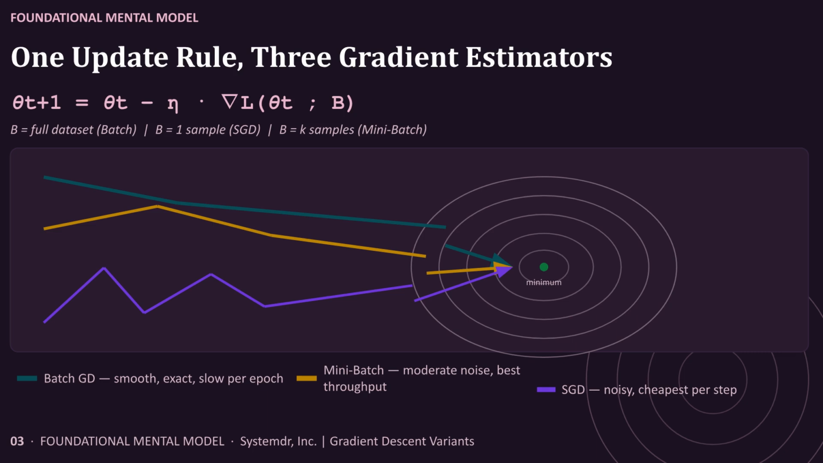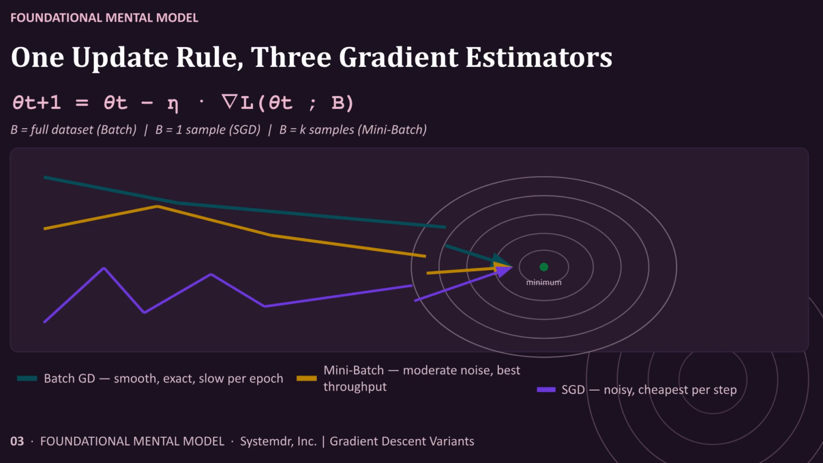Now, look at the diagram. This is parameter space, drawn as a contour plot. Think of it like a topographic map of the loss landscape, with the true minimum sitting at the center. Watch the 3 colored paths. The teal path is batch gradient descent. It's smooth and nearly direct because every single step uses the exact gradient computed over the entire dataset. No noise, no wasted motion, but each of those steps is expensive.